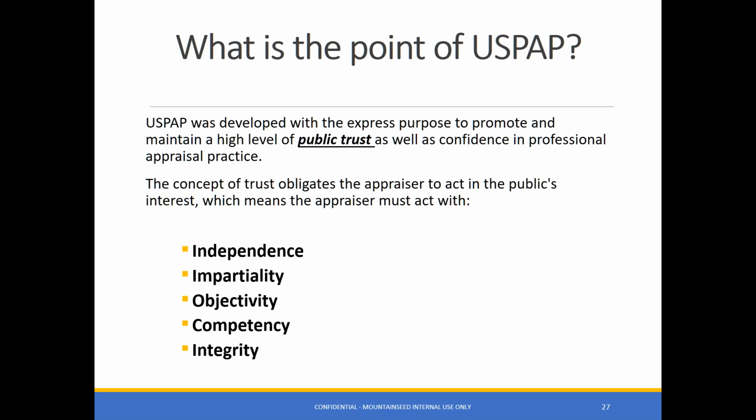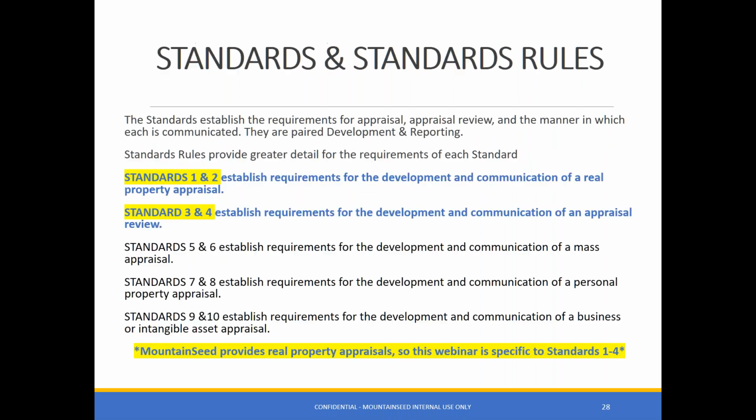Standards, again, we're going to go briefly through these. The standards and standards rules, we're actually only going to look at 1, 2, 3, and 4, and we're just going to give a brief definition as to what they are. We're not really going to dig into them because they get detailed, and then we get into definitions and concepts and all these things. Just kind of get a general idea of what they are. The reason we're only going to do 1, 2, 3, and 4 is because they really only apply to real property appraisals. 5 and 6 are mass appraisals. 7 and 8 are personal property, and 9 and 10 are business or intangible assets. We do some of these things, but for the most part, most people are looking at standards 1 through 4.